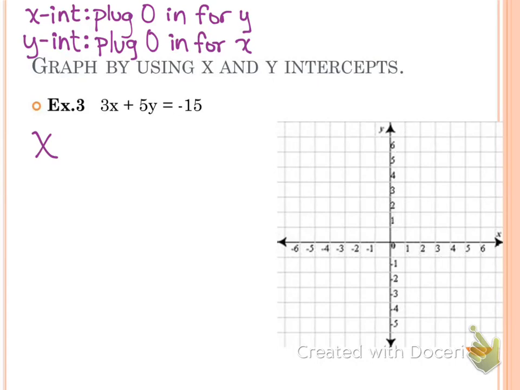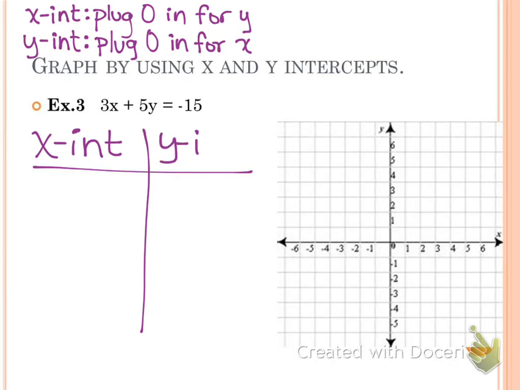The way I've usually seen this set up is we kind of just separate it. We look for our x-intercept on one side. We look for our y-intercept on the other side. It's kind of like two problems in one. In the end, we will write these as ordered pairs. So our x-intercept is going to be a point. Our y-intercept is going to be another point.